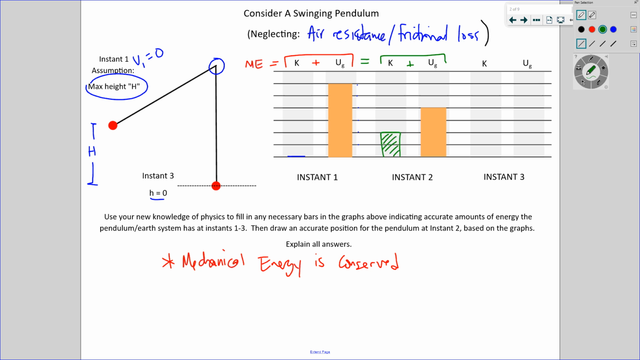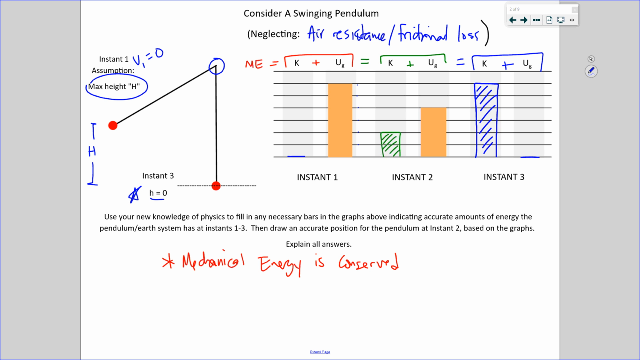And then at instant 3, if we say that mechanical energy is still conserved, all these mechanical energy sums have to be the same. Now, notice we have defined that height to be 0, and that means the bob-Earth system has 0 gravitational potential energy. But if mechanical energy is conserved, there must still be 6 total bars. That's how much kinetic energy there is.